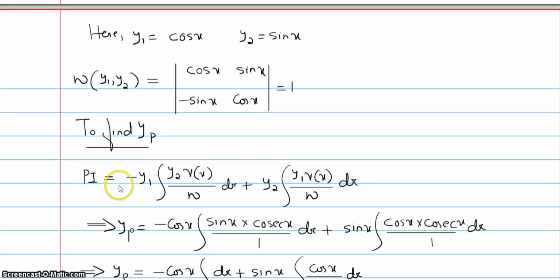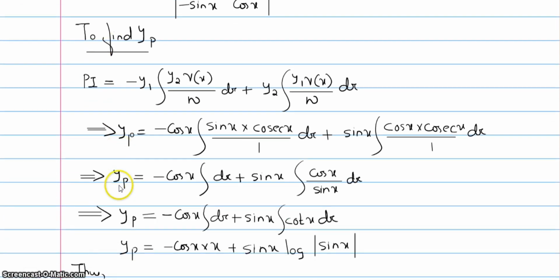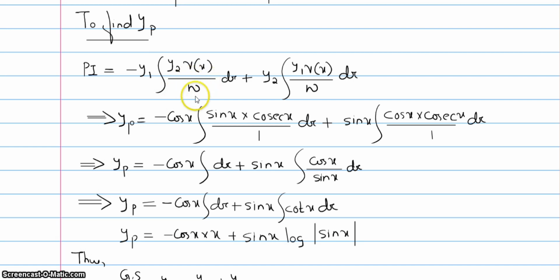Now we can find the particular integral. The integral equation is minus y1 times the integral of y2 r(x)/W dx, plus y2 times the integral of y1 r(x)/W dx. Here y1 is cos x, y2 is sin x, and r(x) is cosec x, which is the right hand side of the given question. W is the Wronskian, whose value we found to be 1. So replacing all these values in the integral equation, we are going to solve it.